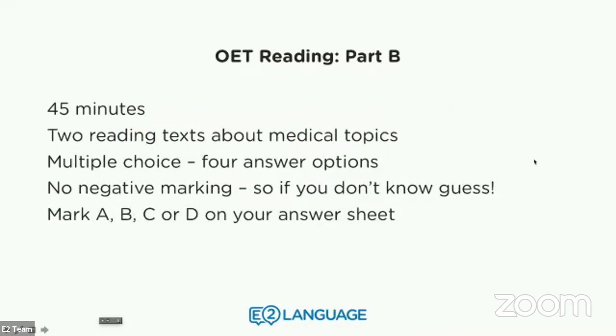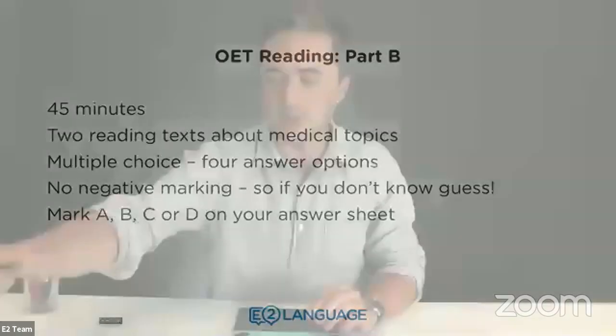So just quickly to refresh your memory, OET reading part B goes for 45 minutes. There are 2 reading texts, both about medical topics. It's multiple choice. You have 4 answer options, and it's single answer, so only 1 is correct. There's no negative marking, so if you don't know, guess, and you just mark A, B, C, or D on your answer sheet. Also, there are 2 readings, and each reading has about 10 questions. It's 45 minutes in total.